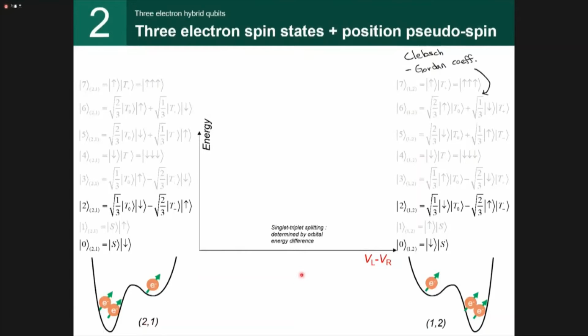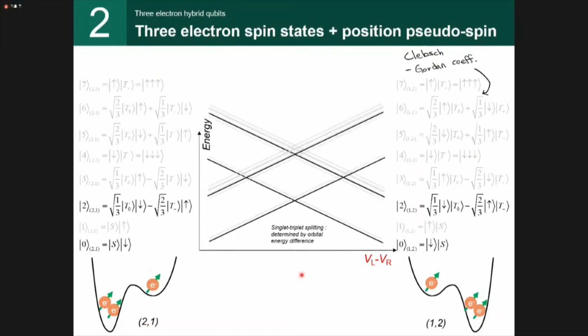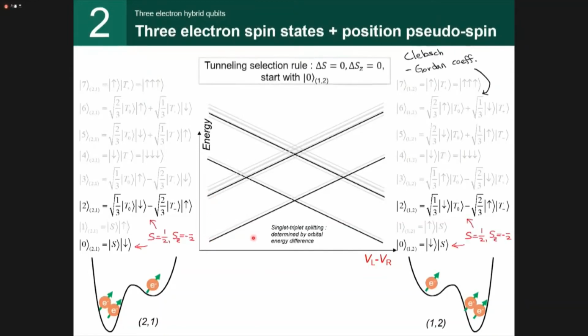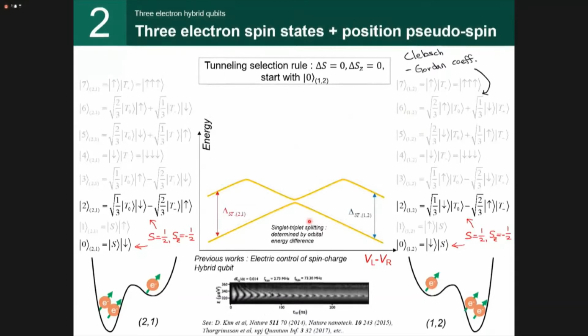But the thing is that the energy levels are very symmetric. As I told you, there is a big energy splitting, the singlet-triplet splitting. And if the dot is very symmetric, we can have very symmetric energy splitting here. And also, if you remember the tunneling selection rule and ignore all the other spin states, focusing only on spin-half states and on the lower branch, we can still define 2-level systems.